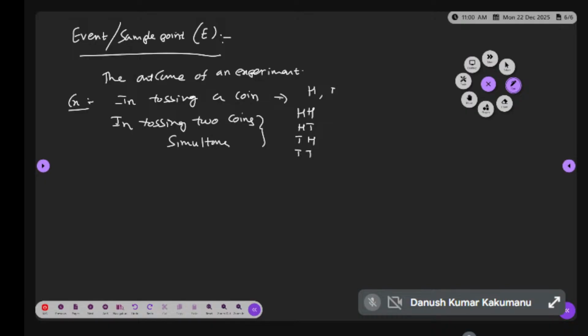These are the examples of what? In tossing 2 coins simultaneously, these are the possible outcomes. Is it clear to all of you? Very good. If I write in tossing 3 coins simultaneously, what are the possible outcomes you can tell me? In total, you can get 8. All of you know? 8.